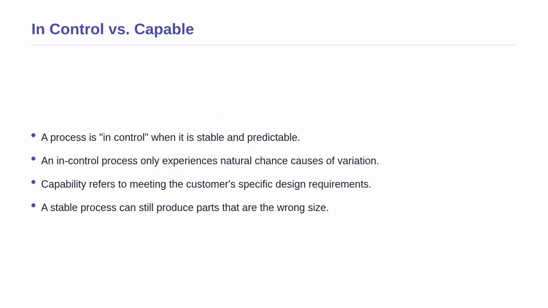Before we move on to visualizing these limits, we must explicitly define a critical difference that confuses many students. There is a massive difference between a process being in control and a process being capable. When we say a process is in control, we strictly mean that it is stable, predictable, and only experiencing natural chance causes of variation. All data points fall safely inside the control limits. However, capability refers to whether the process can meet the customer's specific requirements. You can have a highly stable process that consistently produces parts that are entirely the wrong size.